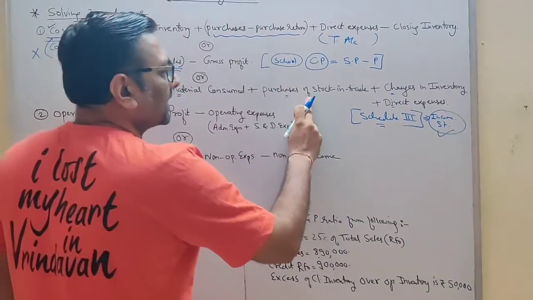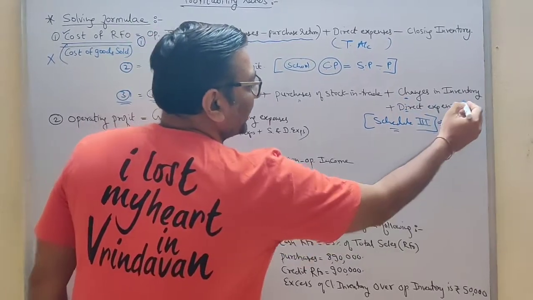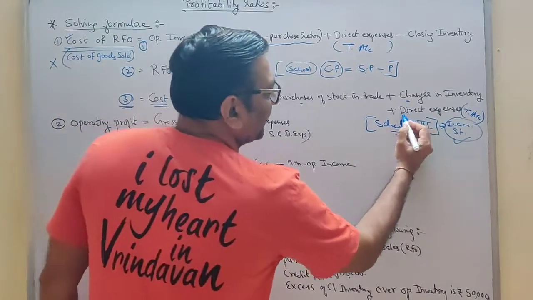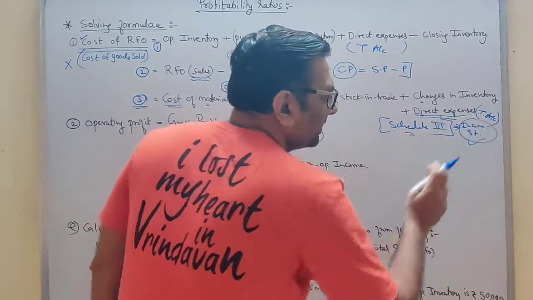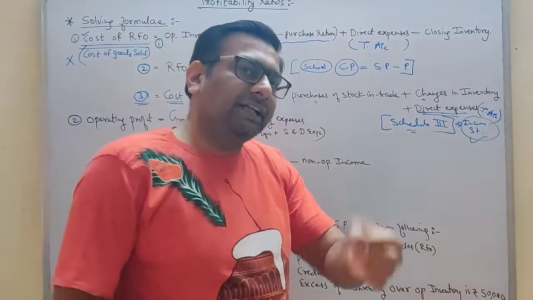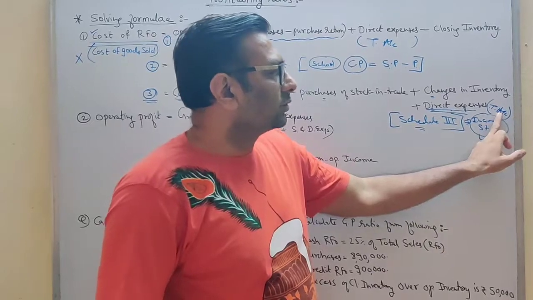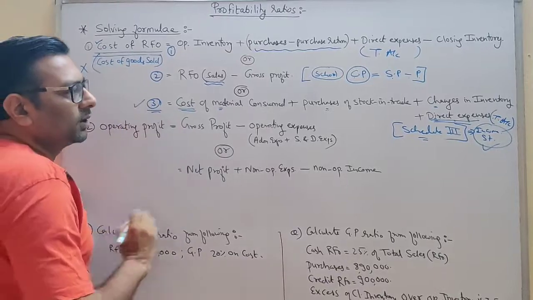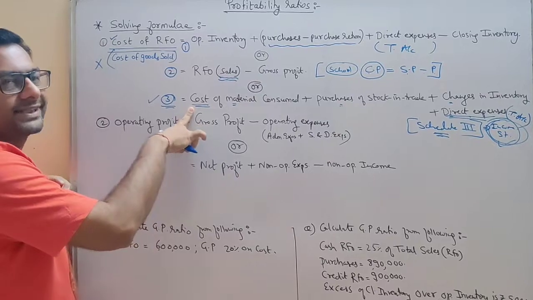Cost of material consumed plus purchase of stock in trade plus change in inventory plus direct expenses. What are direct expenses? Which comes in trading account. In schedule 3 you won't find this item, but it will be given somewhere in note to account, this trading account item. So that you have to consider, carriage inward or freight inward or wages. This will be given in note to account that you have to consider for this formula. So when to use this third formula? When in the question they give you schedule 3 income statement, then you use this formula.